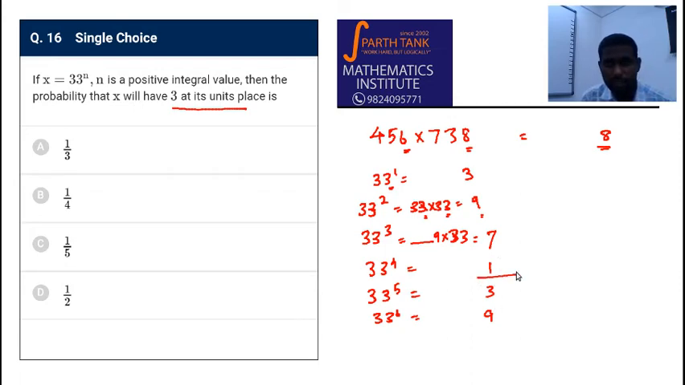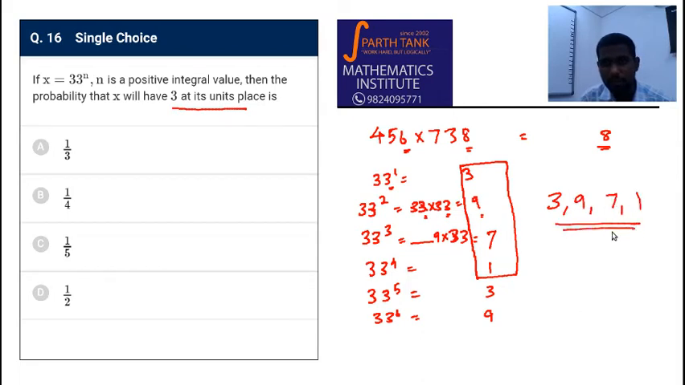Alright, so only 4 possible numbers can come at the units place of 33 raised to n. Those are 3, 9, 7 and 1. Of this, the probability that it should be 3 is 1 out of 4. Very simple.